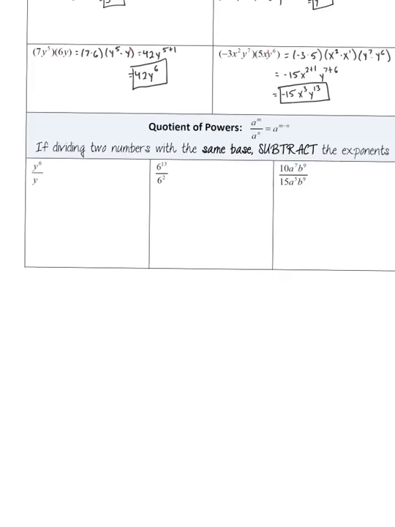Now let's look at the quotient of powers. So quotient of powers means that I am going to be subtracting the exponents. So when you're dividing like bases, you subtract the exponents.